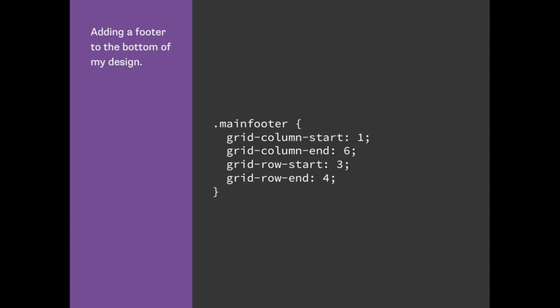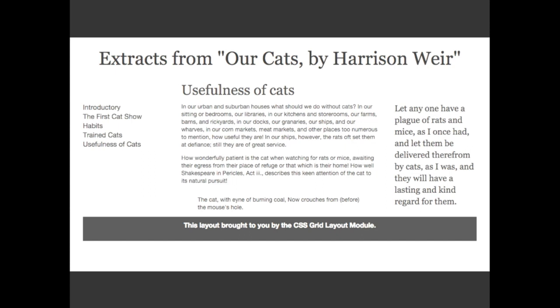So if I add the footer to the markup, and I pop that inside the article element because that's got the grid declared on it, it needs to be a child. We want it to stretch across the whole grid, so we start at column line 1 and end at column line 6. The content ends at row 3, so we start this content at line 3 and end at line 4. And that now starts the content.